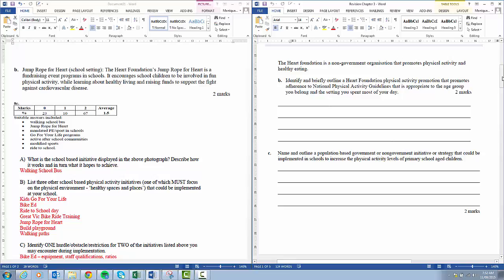So for the Heart Foundation, a natural one that you would think about would be Jump Rope for Heart.